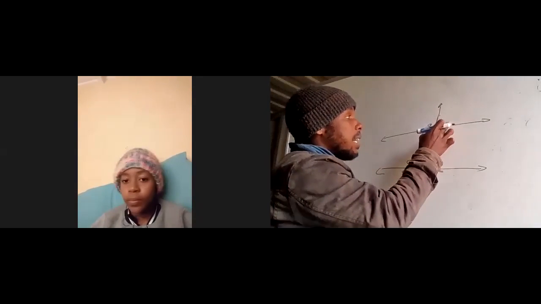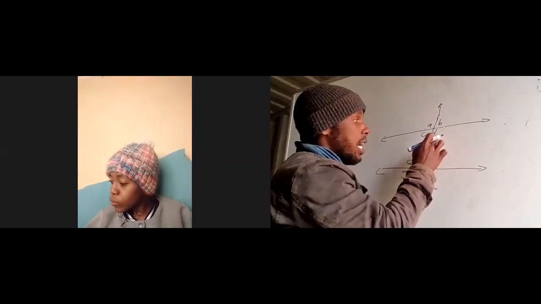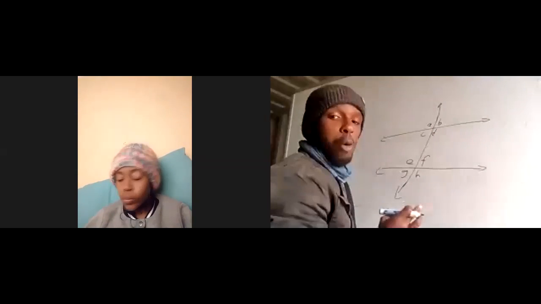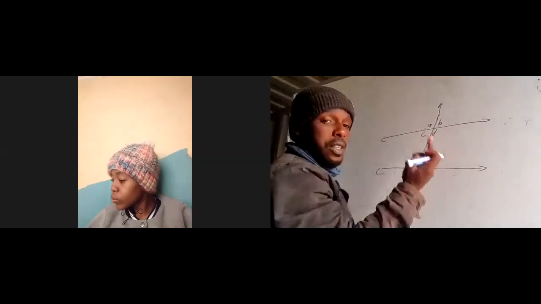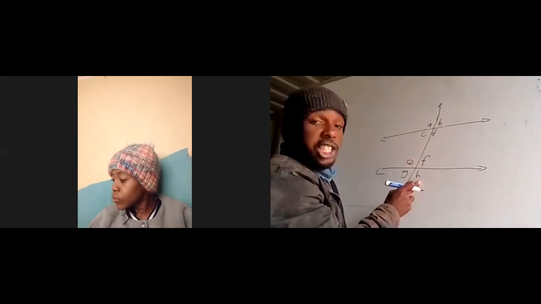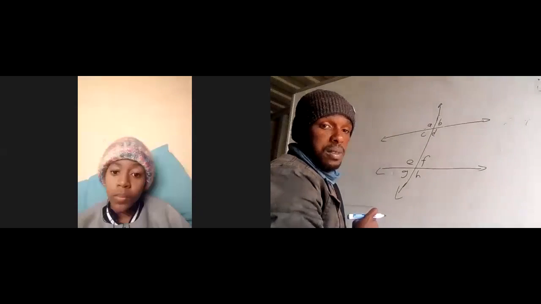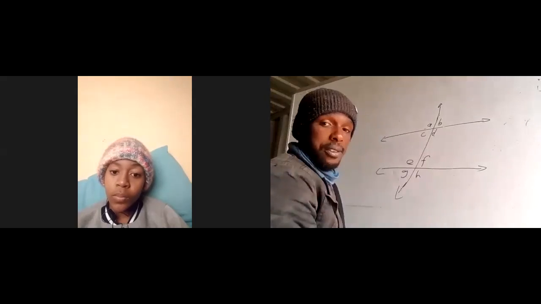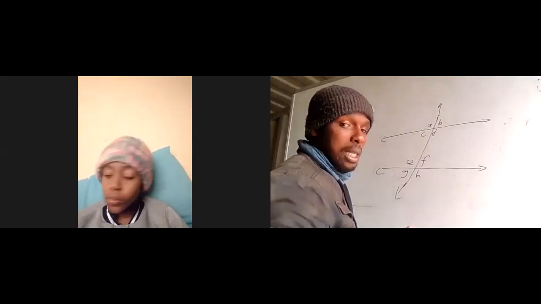So we stated angles in a straight line and vertically opposite angles. A and D are vertically opposite, B and C are vertically opposite, E and H are vertically opposite, G and F are vertically opposite. As long as you have opposite angles. Very easy, straightforward.